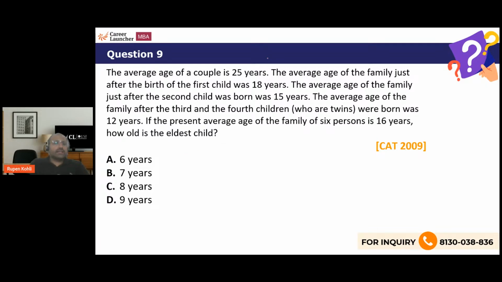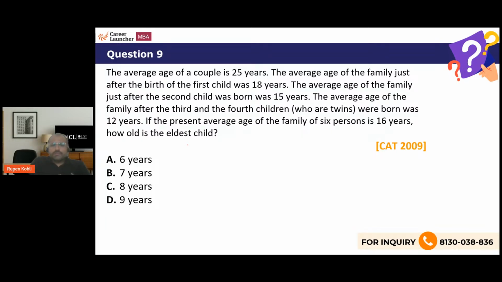So you can see that average age is given for the couple. Since the question asks for the age of the eldest child, we are not bothered about the individual ages of the husband and the wife, right? Since the average age is 25 to start with, let's take their age as 25 itself. It does not make any difference, right?